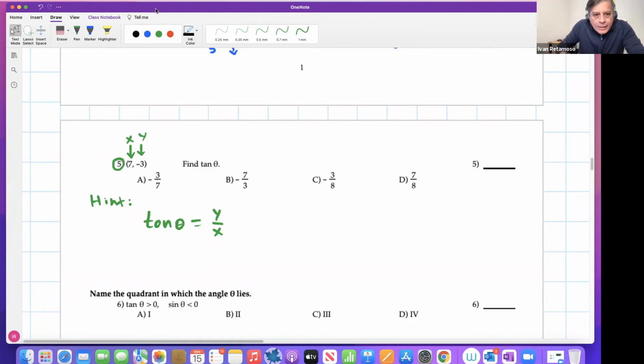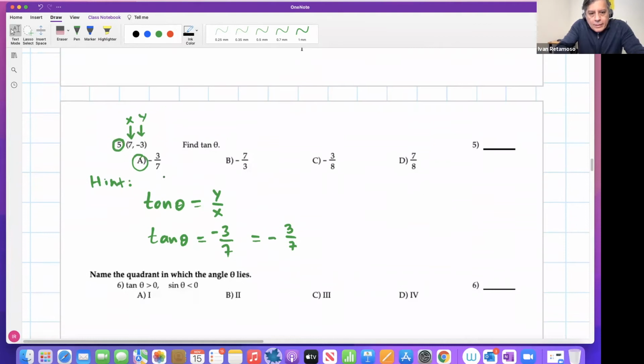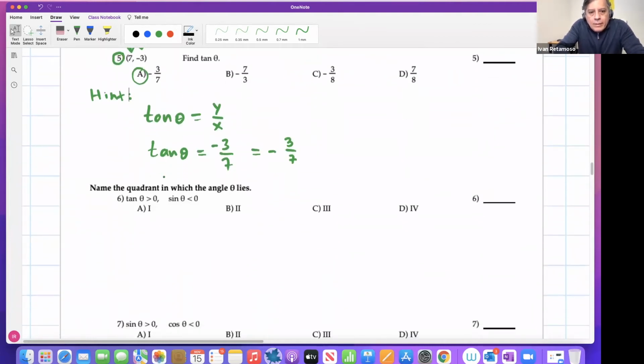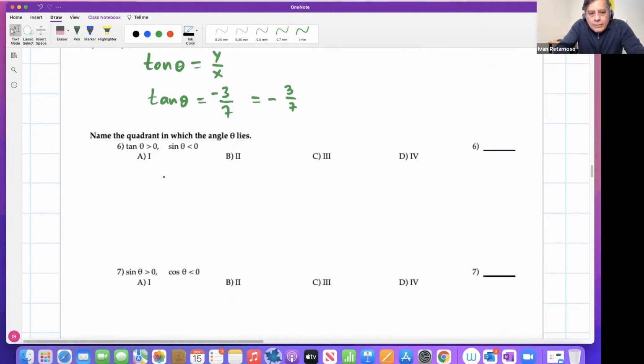Okay, guys, so let's do it together. So tangent of theta should be simply y, you take y from here, -3, over x, x is 7, and just place the negative sign in the middle. Negative 3 over 7. So this is clearly A. Very good, very good.